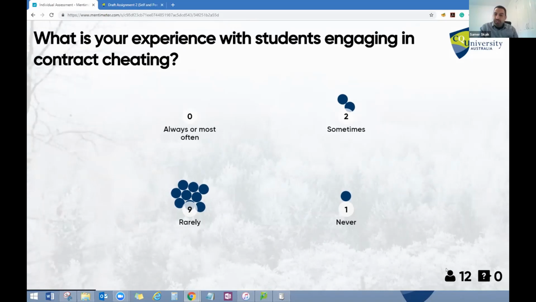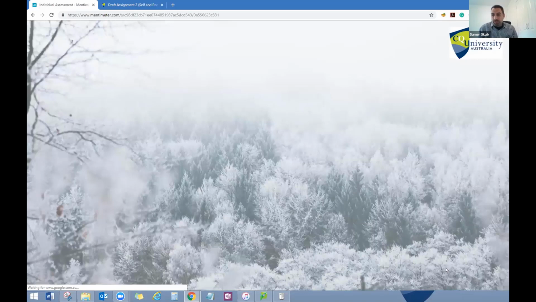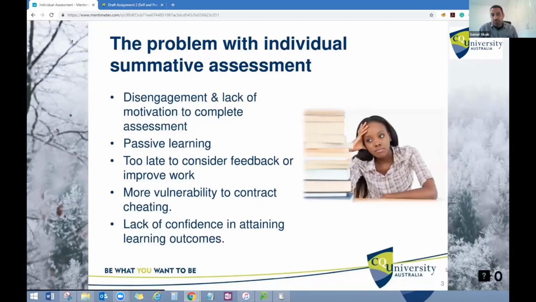But contract cheating is just the tip of the iceberg. There are so many problems associated with our way of approaching assessment tasks. When we have an assessment task that has more weight than other formative tasks, you will find students lacking confidence that they can actually get good marks. And if the assessment is not personalized enough, if it is not engaging enough, students will not be stimulated and they will be more prone to contract cheating activities.